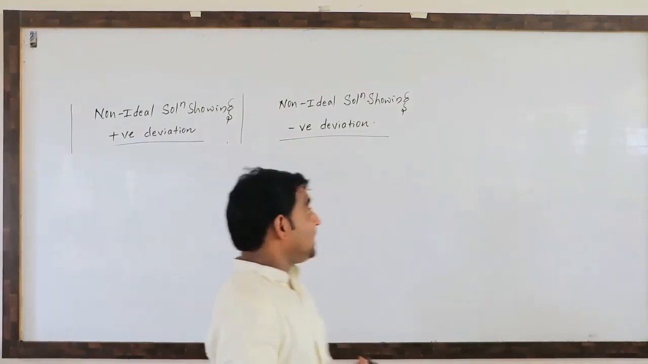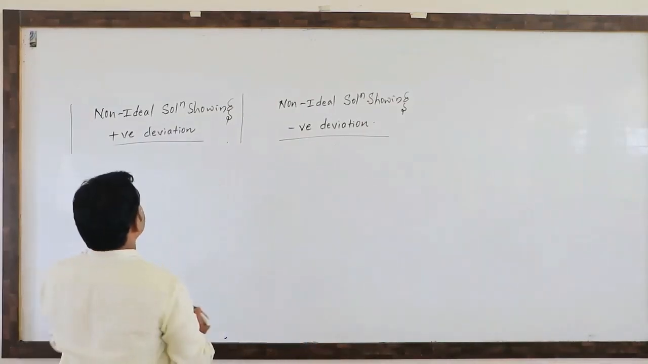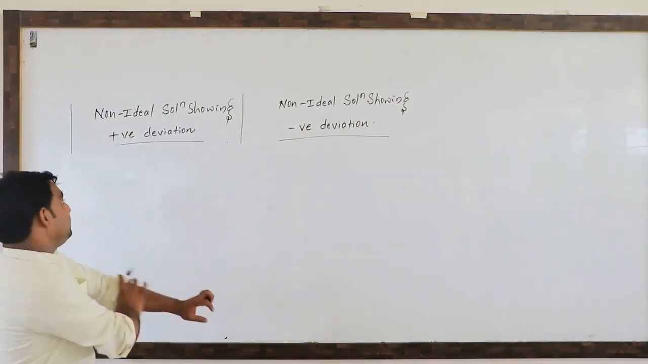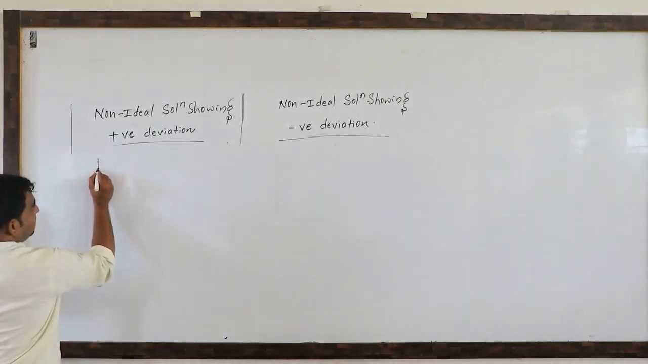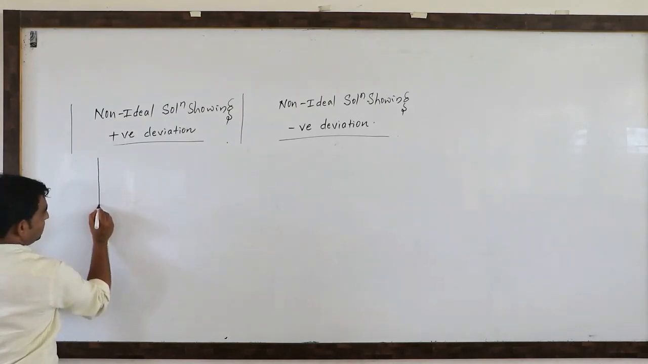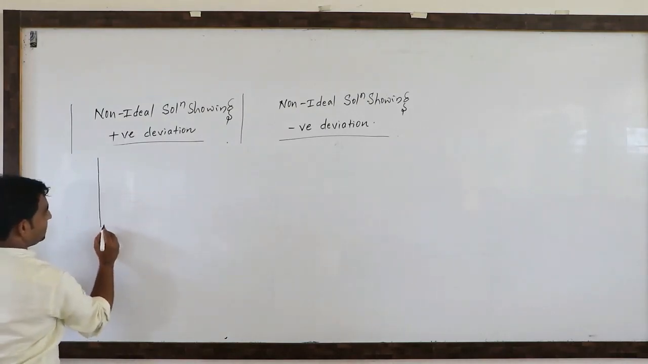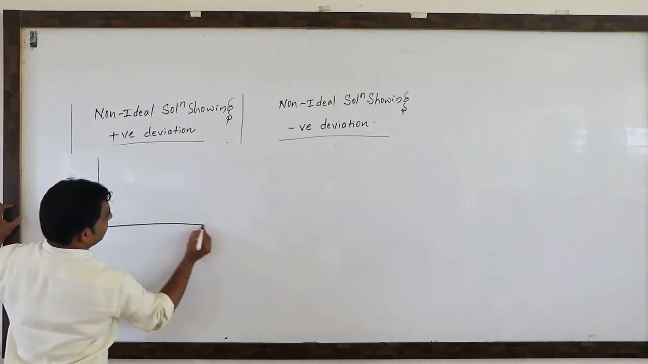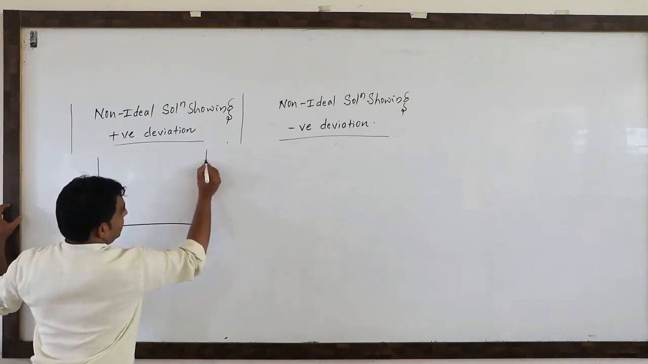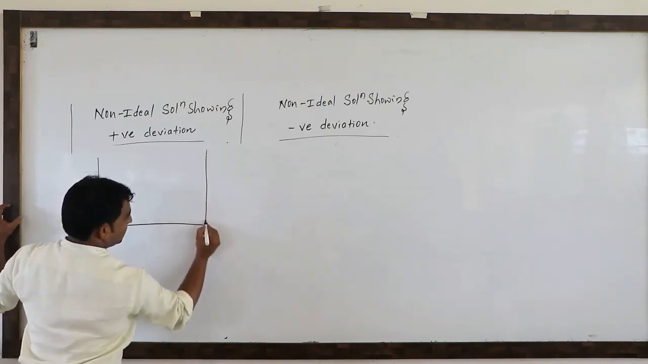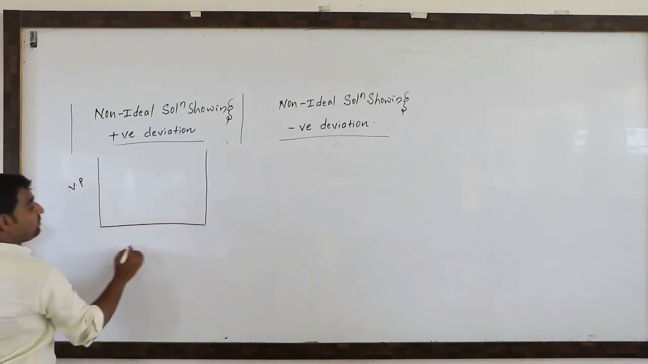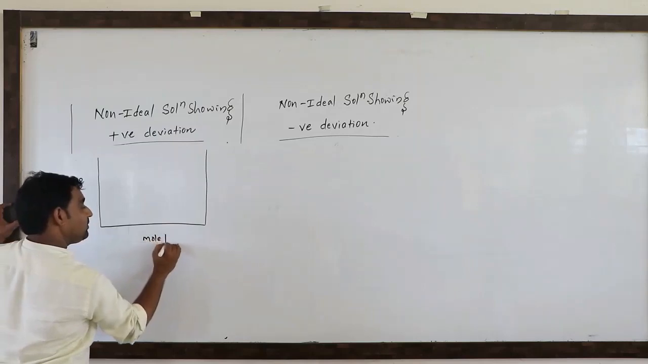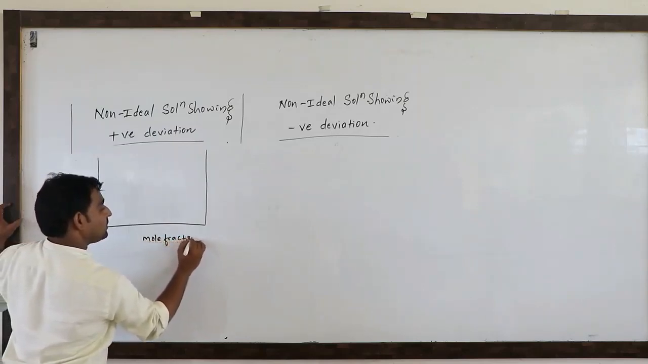Yes, let us draw the graph for the non-ideal solution showing the positive deviation. There are two components, so we have to draw two graphs for the two components. This is one axis, and for the other component I will take another axis. This is one more axis. So we plot vapor pressure versus mole fraction.